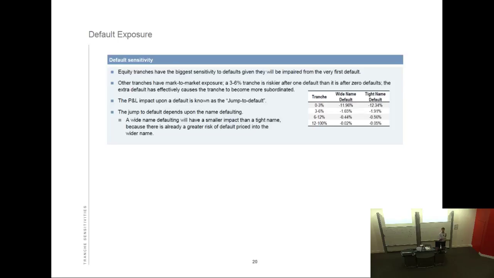Now, if that happens to a name that has already traded very wide in your underlying portfolio, then in a way that chance has already been priced in, and the impact will be lower than if it were to happen to a name that's been trading very tight, where the implied chance of default has been priced to be very low. But nevertheless, for all tranches, there is negative default sensitivity.